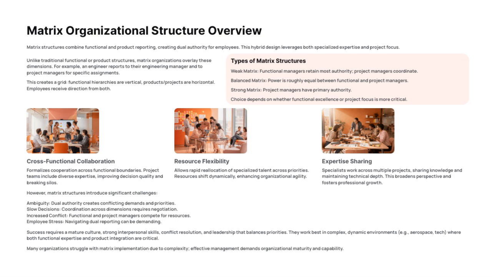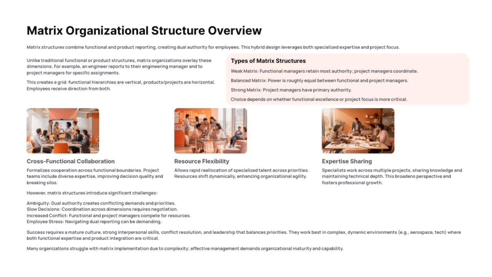However, there are some inherent challenges we need to be aware of. For example, ambiguity arises because of dual authority, which can lead to conflicting demands and priorities. Decisions tend to be slower because coordinating across multiple dimensions involves negotiation and consensus building. There's also increased potential for conflict, as functional managers and project managers often compete for resources. This can increase stress for employees, who must navigate dual reporting lines and multiple expectations.